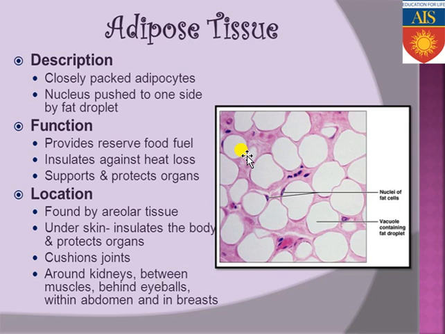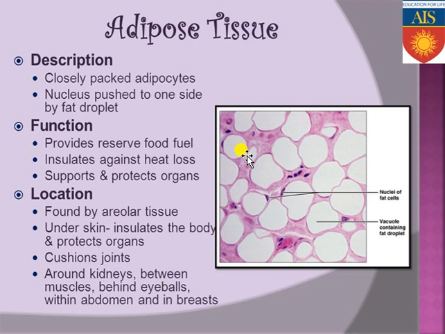If you see the function of adipose tissue, obviously they store fats, that means they reserve fuel for various kinds of activities. They insulate against heat loss, so that internal body heat will not get lost. For that reason it acts as an insulator, covering the entire body just below the skin layer, and it supports and protects the internal organs from any kind of external shock. That is also the main function of this adipose tissue, because it acts as a cushion.